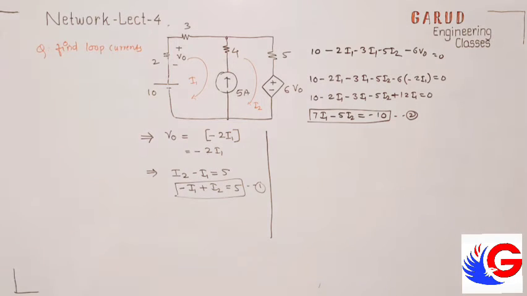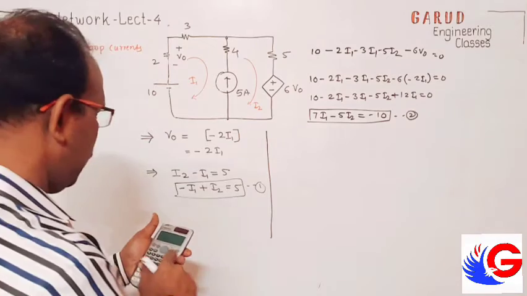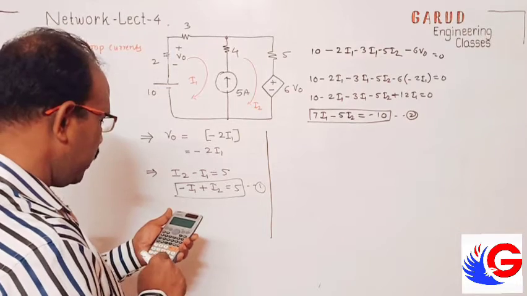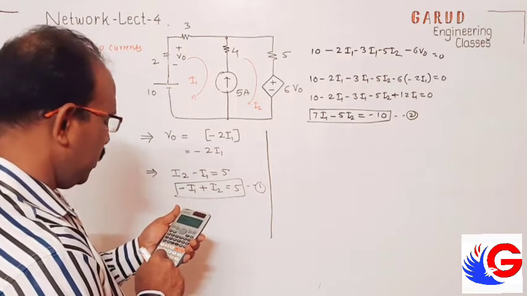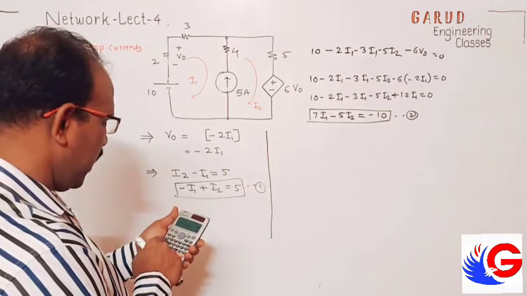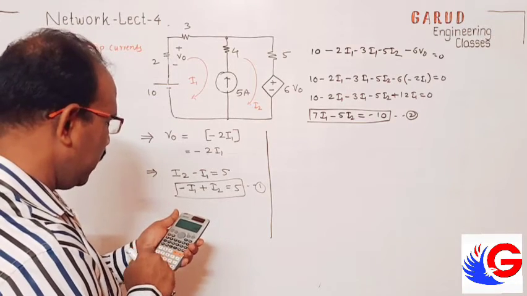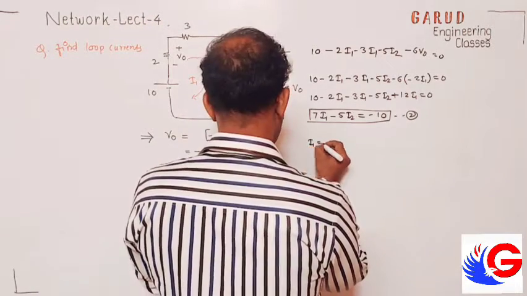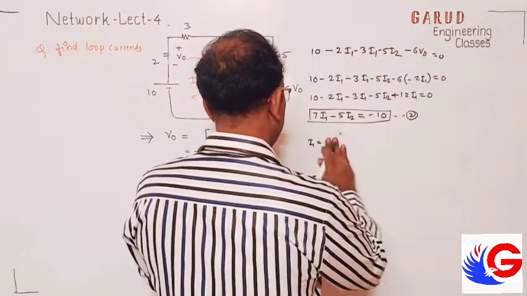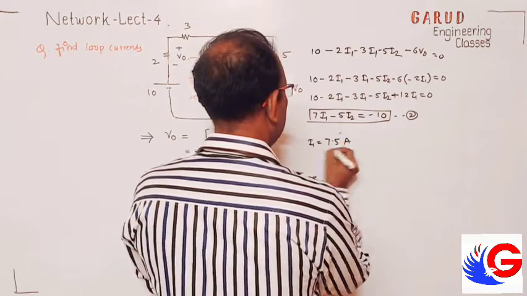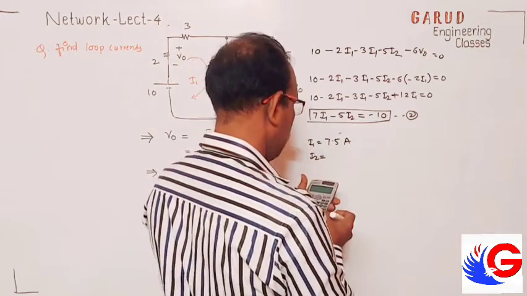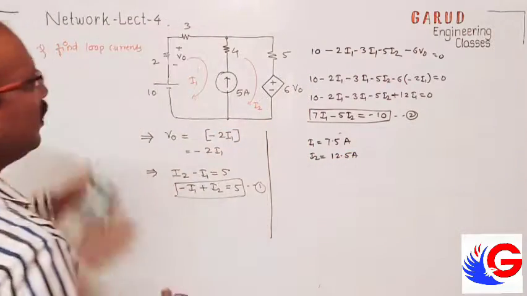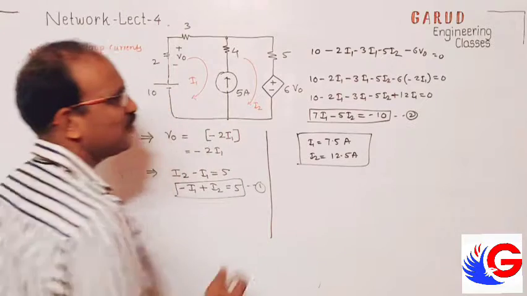We can put this on the calculator and we can see: minus 1, 1, 5, 7, minus 5, minus 10, equal to. I1 equals 15 by 2, 7.5 amperes. What is I2? It is 12.5 amperes. What is asked? Find loop currents. These are the loop currents, I1 and I2. This is the answer. So simple it is.